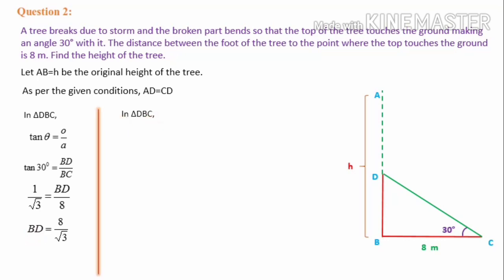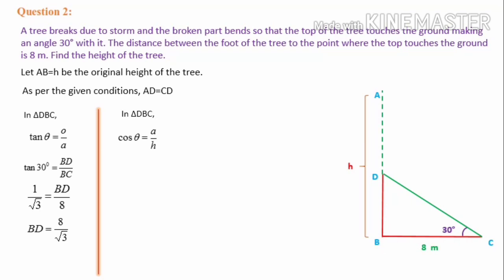Then in triangle DBC, again the same triangle we are taking, we need AD, but AD we cannot calculate because there is no triangle containing the side AD. But we know that AD and CD are equal. So if we calculate CD instead of AD, we can substitute. So with respect to the 30 degree angle, CD is the hypotenuse and we have a value 8 meter, that is BC. So with respect to 30, CD is the hypotenuse and BC is the adjacent.